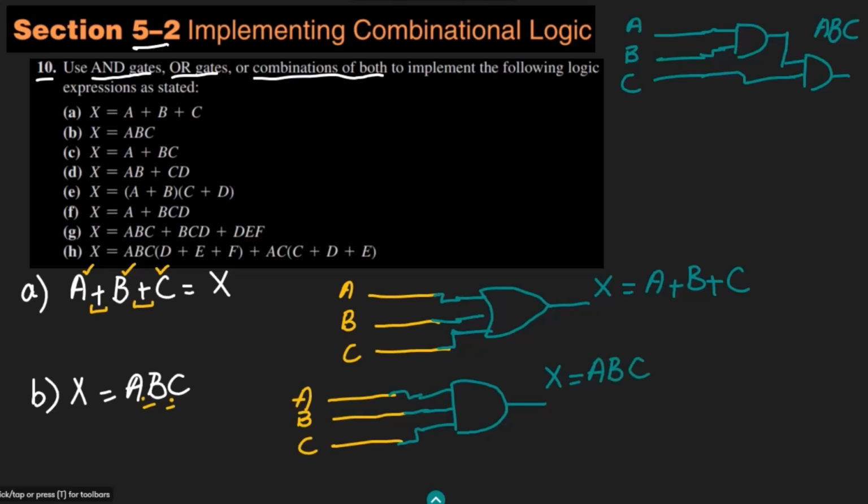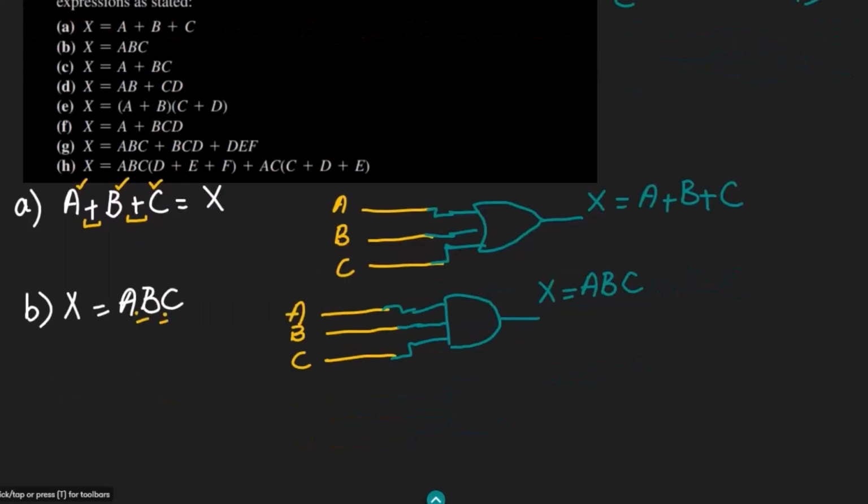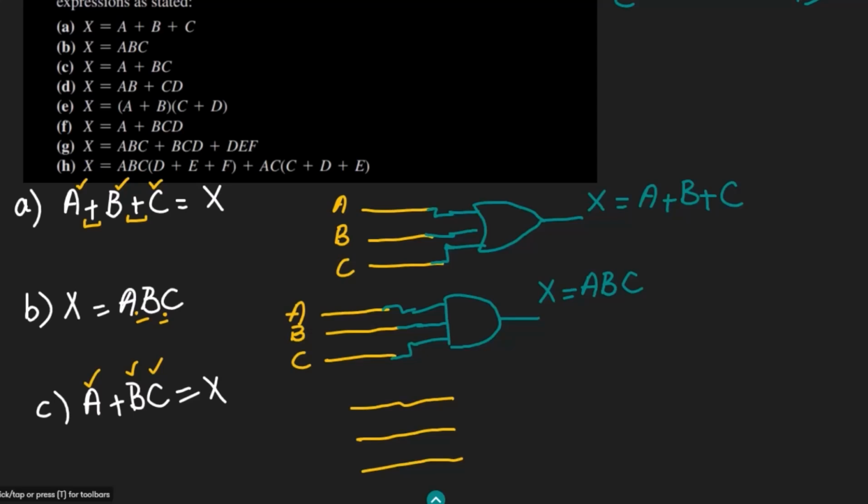Okay, similarly in part C, let me move down somehow. So in part C, let me write here part C, and in part C we have A plus B, C, and that is equal to X, which is the output. Okay, so let me see how many inputs we have. So the number of inputs we have is 3. So again, let me draw the inputs here. Okay, this is here, and let me label them. This is A, this is B, this is C. These are the inputs.